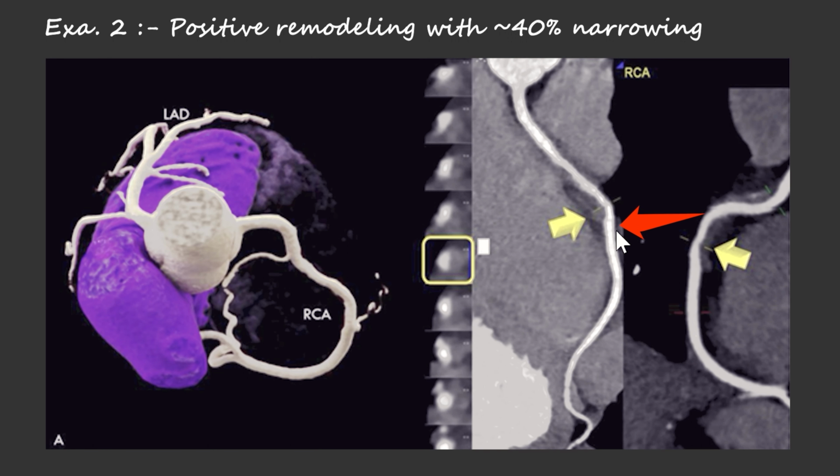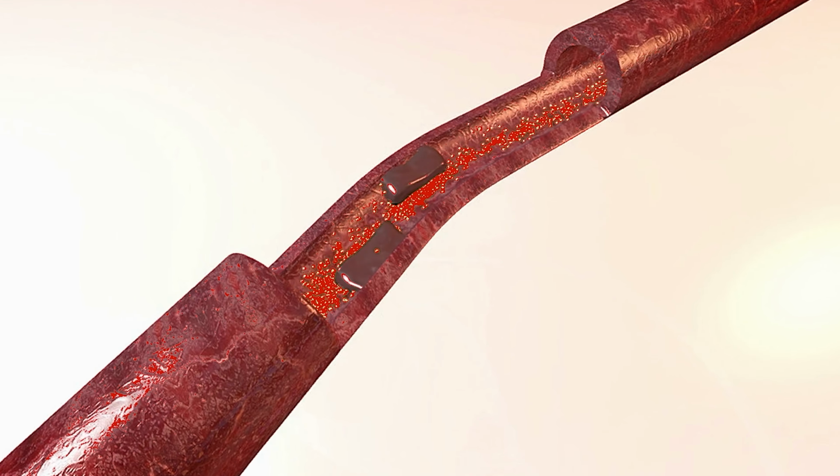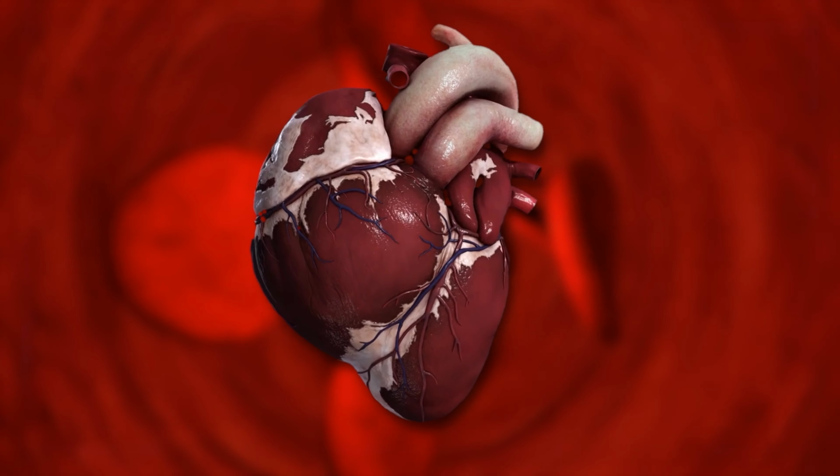Even though the narrowing is not significant by angiography standards, the plaque is large, lipid-rich, and inflamed, features that make it vulnerable to rupture. If this plaque ruptures, it can suddenly block the artery completely, triggering an acute coronary syndrome. So a 40% lesion here is not benign. It's a high-risk plaque that needs aggressive medical therapy, lifestyle intervention, and close follow-up.